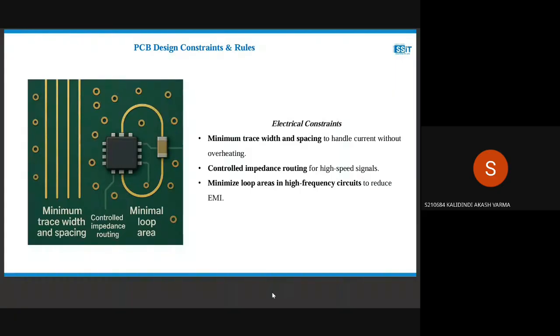Okay. And controlled impedance matching for high speed signals we already discussed, and minimal loop area in high frequency circuits to reduce EMI. We already discussed that EMI is the one thing which will interfere with other signals and destroy them. So we should keep the loop area as small as possible in high frequency circuits.